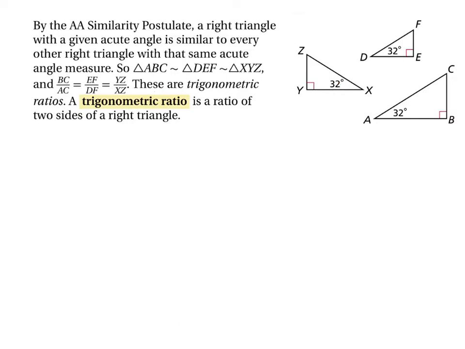These are the trigonometric ratios. Every side that is written as a ratio to another side is a trigonometric ratio. A trigonometric ratio is a ratio of two sides of a right triangle. Make note of this: this is only going to work in right triangles, just like the Pythagorean theorem.